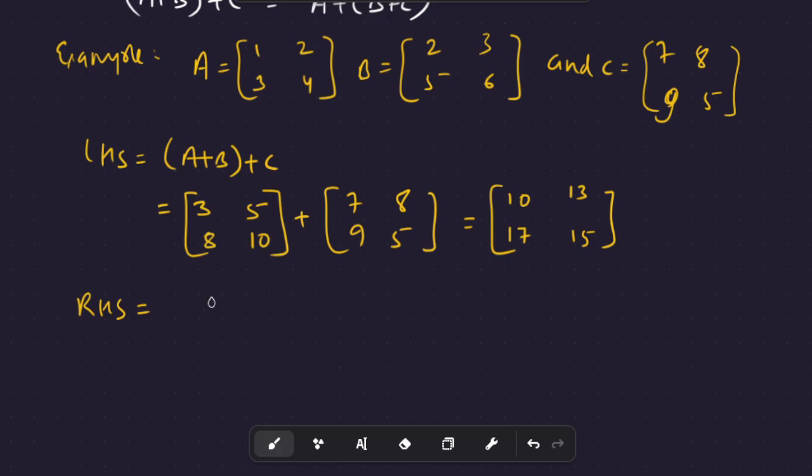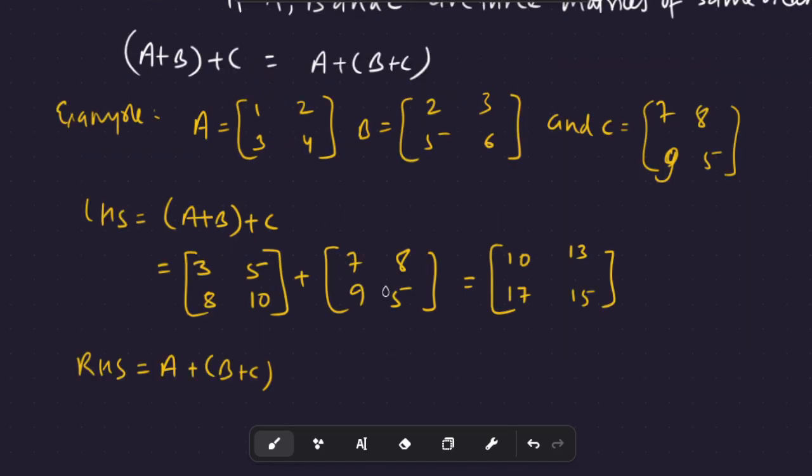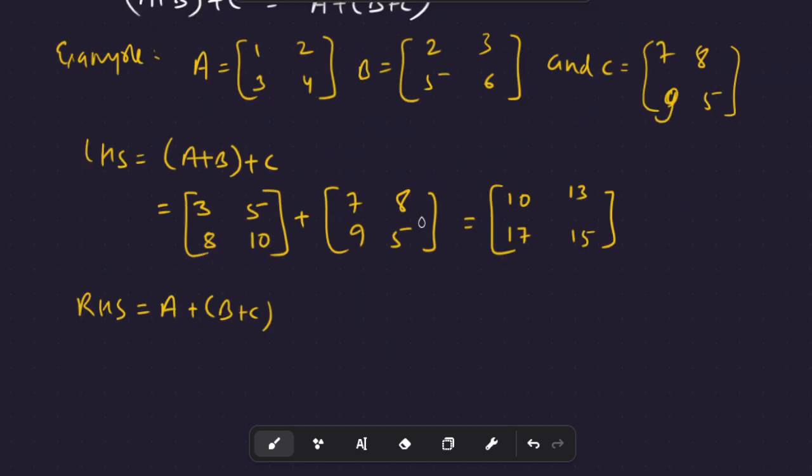RHS. So what does this RHS say? A plus, now inside the bracket there is B plus C. Inside the bracket there is B plus C. So A, let's copy it as it is. A is 1, 2, 3, 4. Now let's add B and C. B and C, how much will it be? Anusri, B plus C.